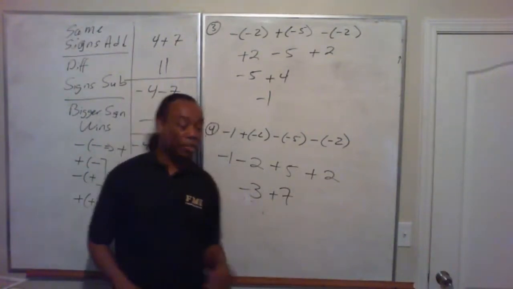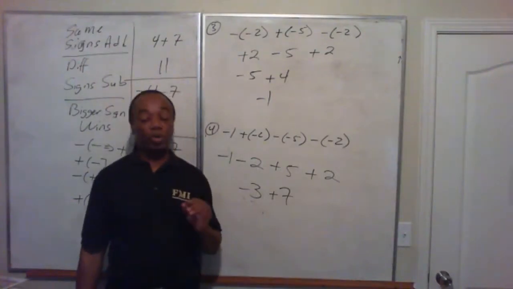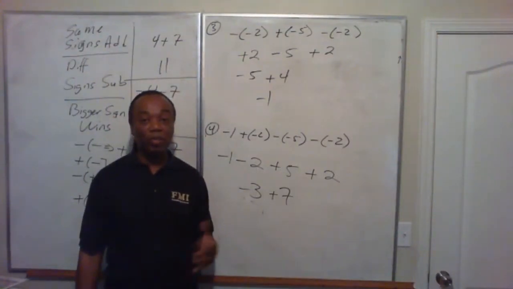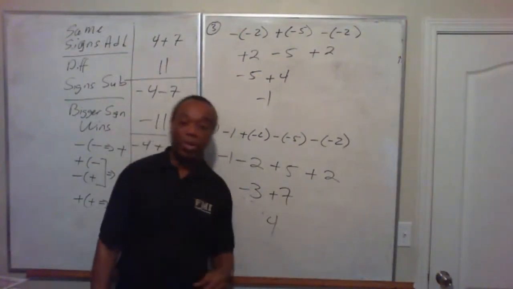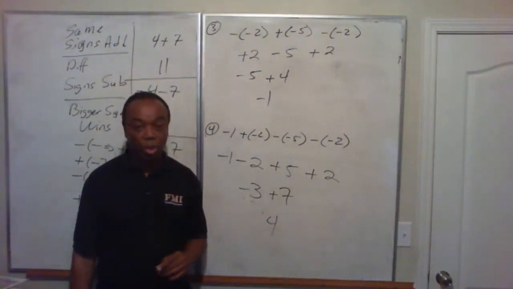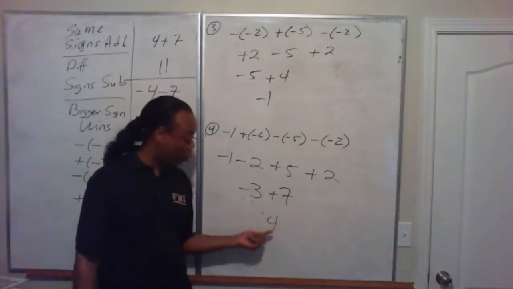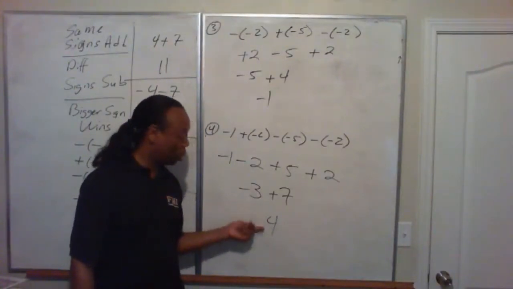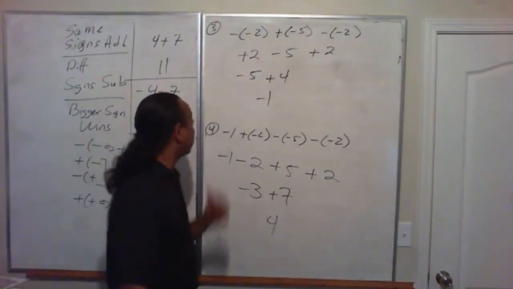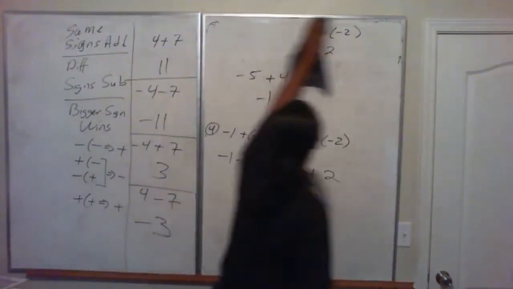Okay. Now I have different signs. I have a negative 3 and a positive 7. Okay. So different signs are going to subtract. So 7 take away 3 is going to be 4. We're going to subtract. And the bigger sign is going to win at the end. The 7 is the bigger number and its sign is positive. Therefore, the answer is going to be positive 4. Okay. That's it. Let's take a look at the next problems.